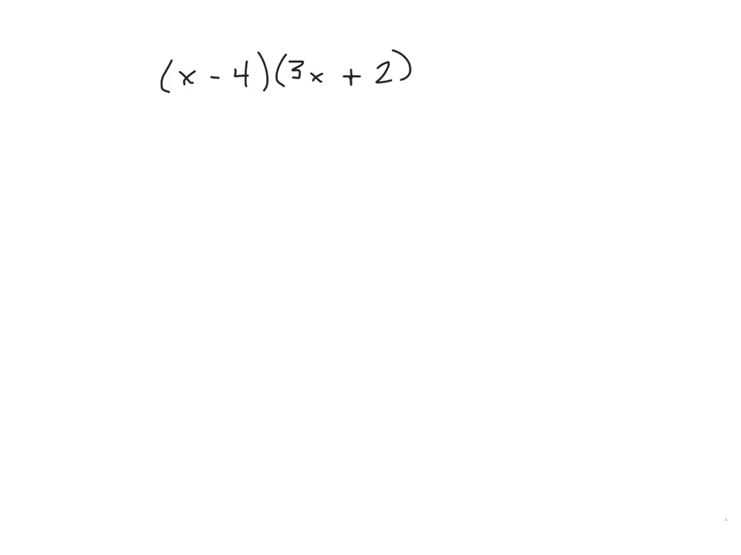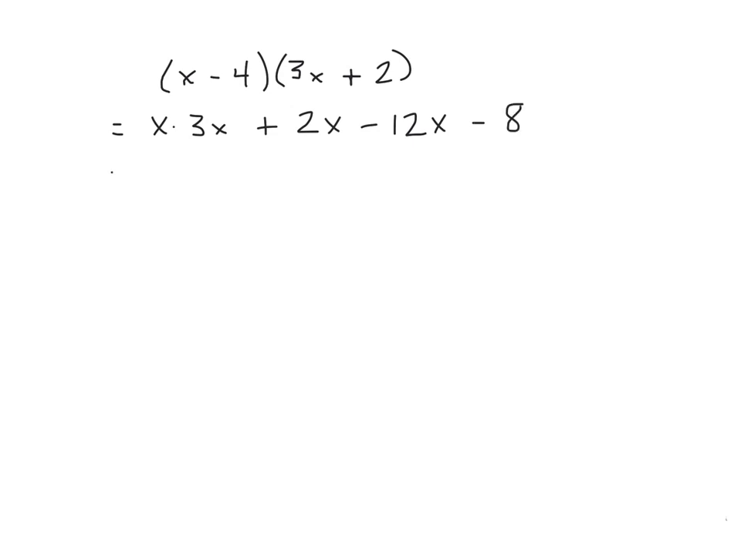So x times 3x would be the first term times the first term in these two sets of parentheses. So x times 3x, plus the outside terms, x times 2, which we would normally write as 2x. And then the inside terms, negative 4 times 3x makes negative 12x. Negative 4 times positive 2 makes a negative 8.